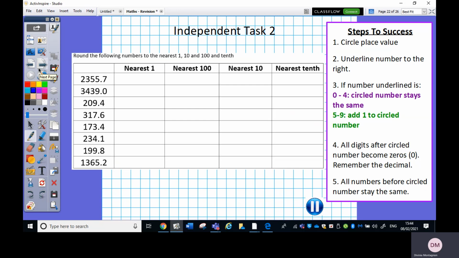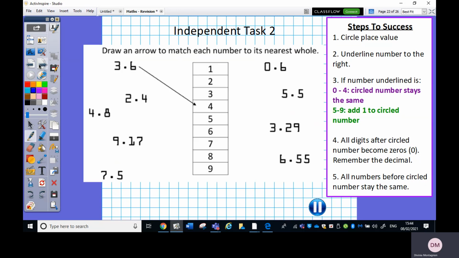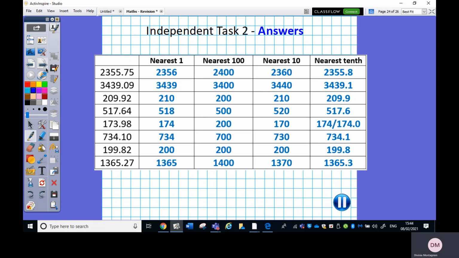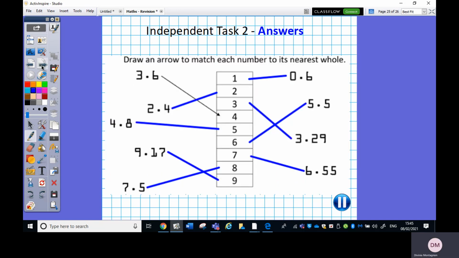So what I would like you to do now is to complete the table below. When you have finished, please unpause so that we can go through the answers. So how did you do? Let's take a look. The independent task 2 is here. Can you please round these to the nearest whole now? And then when you finish these, we'll go through the answers. Great. Okay, and these are the answers to the table. Unpause when you'd like to move on. And these are the answers to rounding to the nearest whole. How did you do?